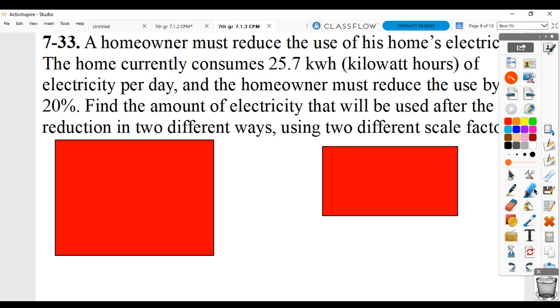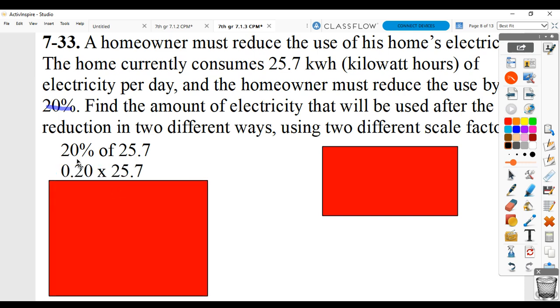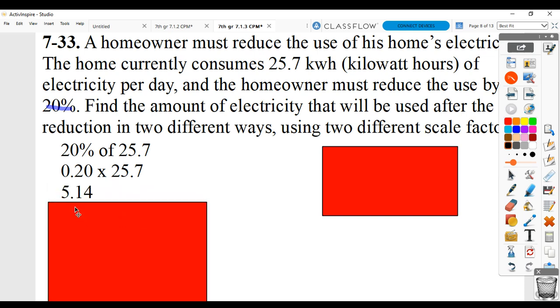So what they want you to understand is that if you're reducing it by 20%, it's also the same as using 80% of what you were using. So you've got two different ways you can do it. Again, one is to say, what is 20% of 25 and 7/10? Change your percent to a decimal. We know of means multiply. You can use a calculator to find that answer, 5 and 14/100.